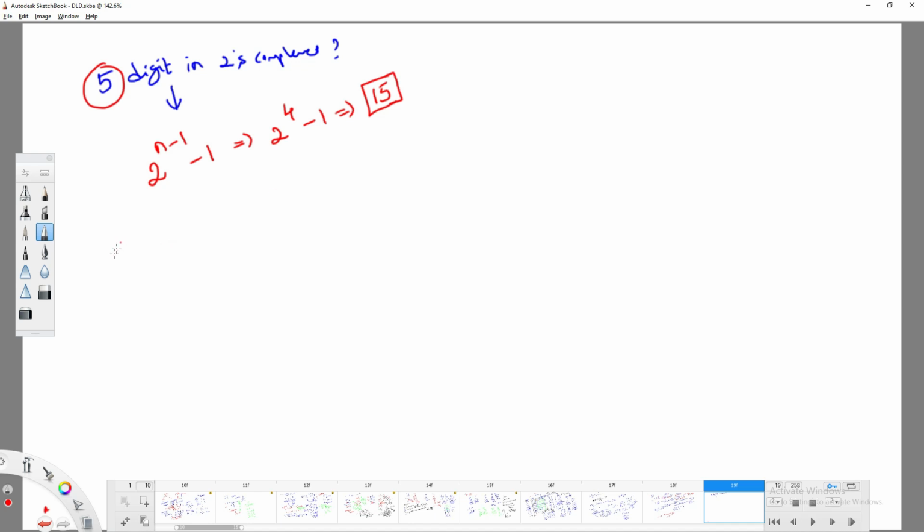Right? For example, I have minus 16 base 10 in 2's complement representation. Can we represent it with 4 bits?